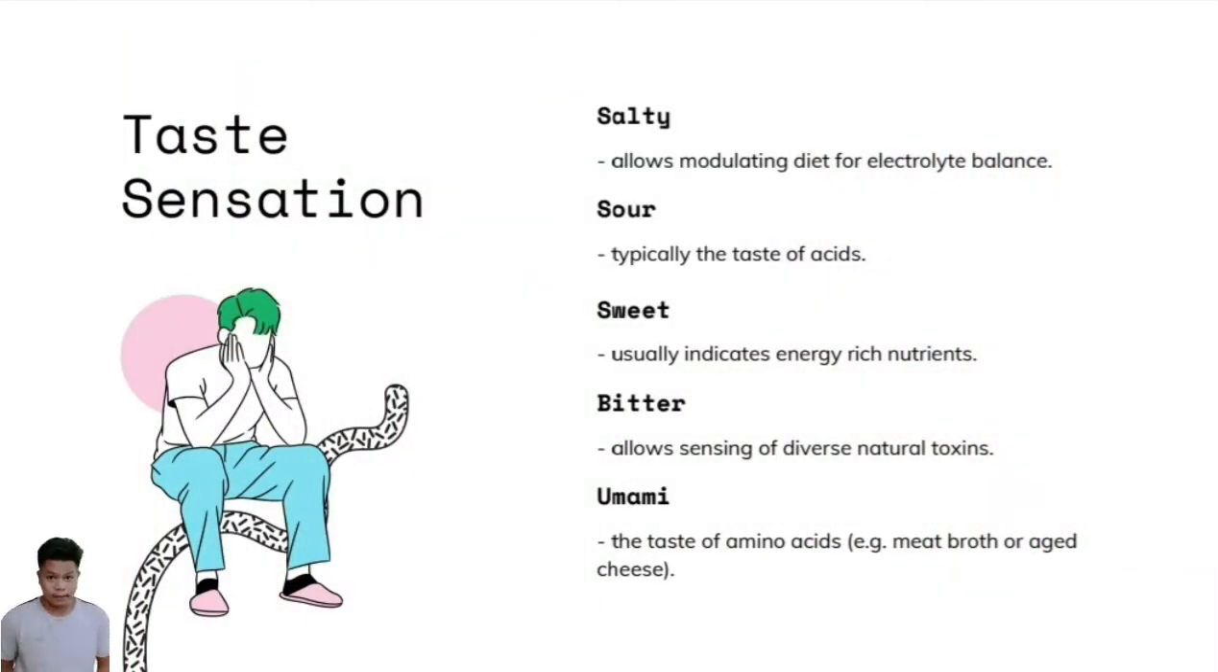So now let's have taste sensation. We have five submodalities, as I previously mentioned. Salty allows modulating diet for electrolyte balance, and sour typically is the taste of acids. We also have sweet, which usually indicates energy-rich nutrients, and bitter, which allows sensing of diverse natural toxins. Lastly is umami, which is the savory taste, the taste of amino acids. Examples of this are mint bread or aged cheese.